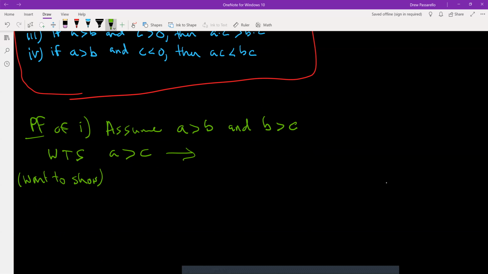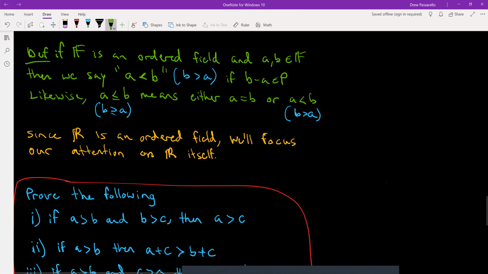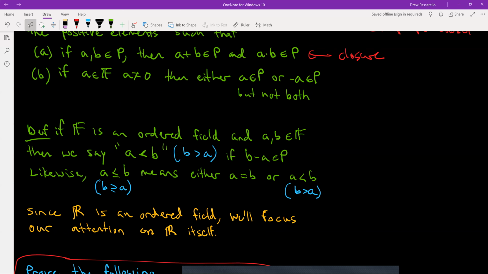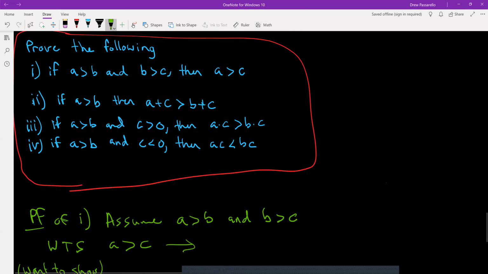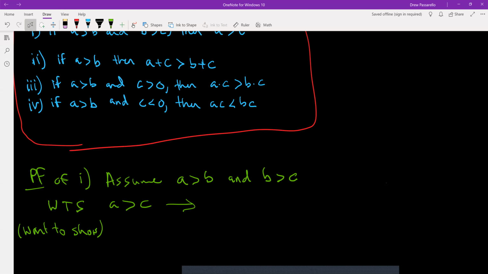So based on our set of positive elements, we have A less than B, or in parentheses, B is greater than A, if B minus A is an element of P. So A greater than C means that A minus C is an element of the positive elements. All right, that's what we want to show.